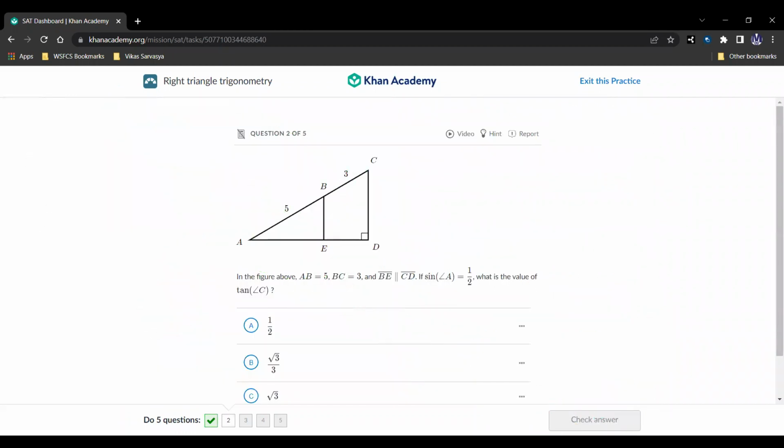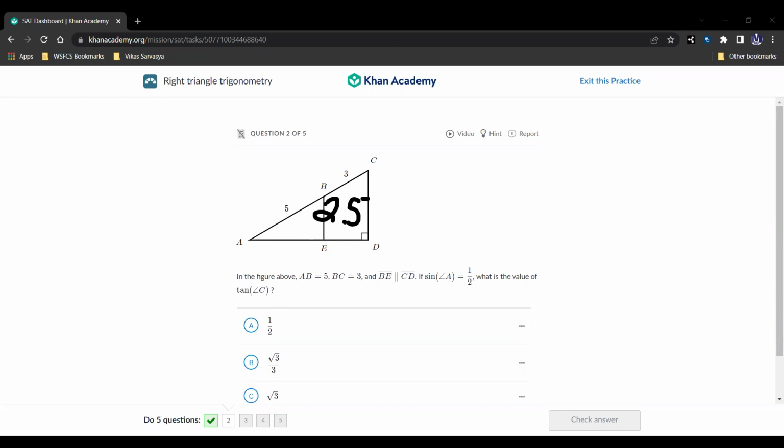All right, here it is. Question 2. In the figure above, AB equals 5, BC equals 3, and DE is parallel to CD. Well, immediately when I see that, I start thinking of similarity. But if sine A is 1/2, what is the value of tangent of C? So we're not really talking about similarity here, but it is good if you can pick up on that. But anyway, let's get back to this. Sine A is 1/2, so that over that is 1/2, which means that DE is 2.5.